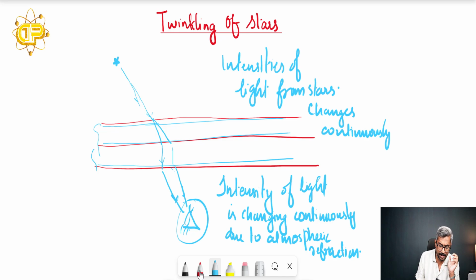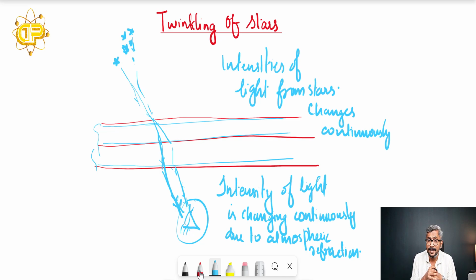Due to this refraction, their position also changes. That means at this moment, the star will be felt somewhere here, shown somewhere here. At the next moment, due to the refraction change, its position also changes continuously. Position doesn't mean its actual position, it's the apparent position. As a result, it gives a feeling that the twinkling keeps on going. So this is why the twinkling of stars takes place.